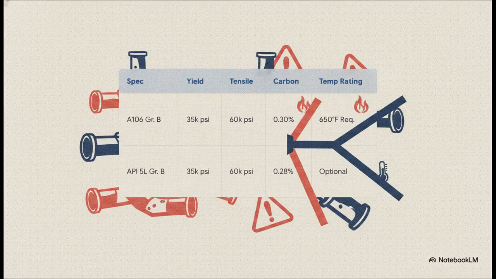Now this highlights exactly where the danger lies. Take a look at the yield and tensile strengths for A106 Grade B compared to API 5L Grade B. They are completely 100% identical at 35,000 and 60,000 psi. If a buyer only looks at the baseline mechanical strength on a sheet, they might think, oh, these are interchangeable, but they absolutely aren't. API 5L does not have the mandatory 650-degree high-temperature rating. Swapping API 5L into an A106 system is a direct code violation and, frankly, a massive safety hazard.